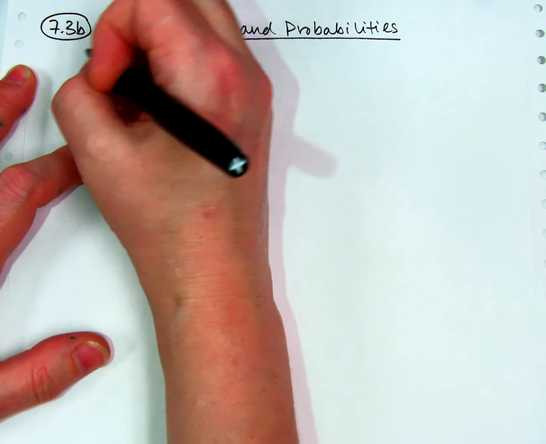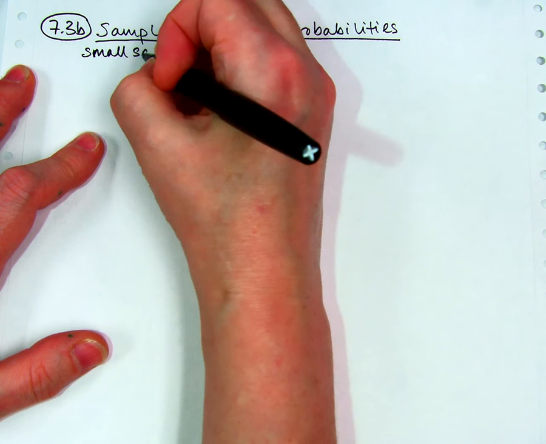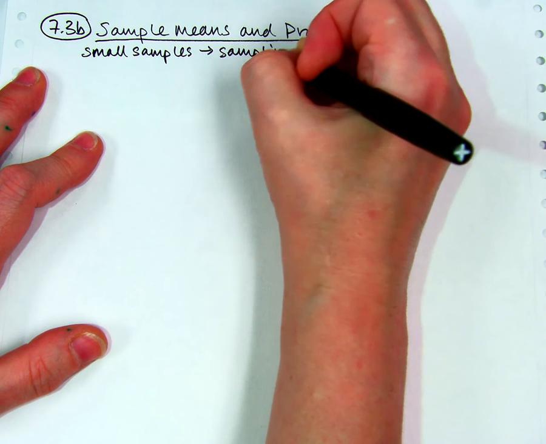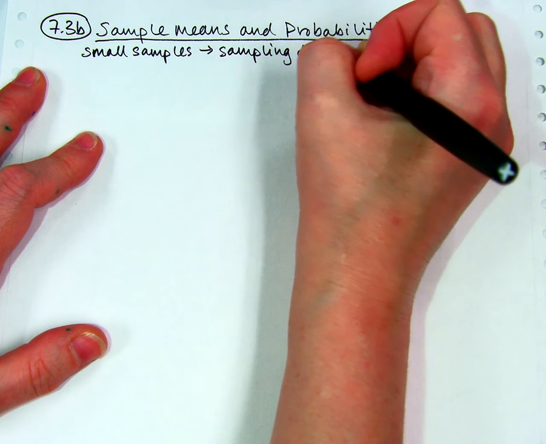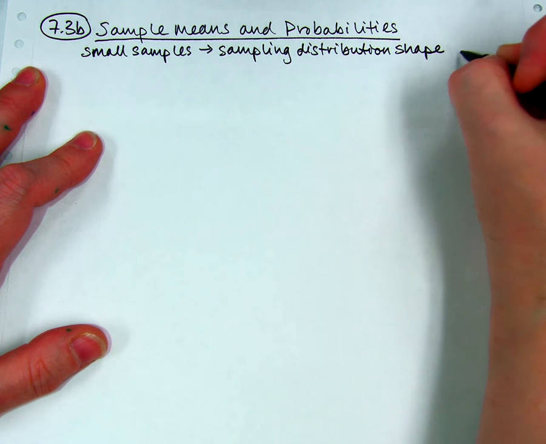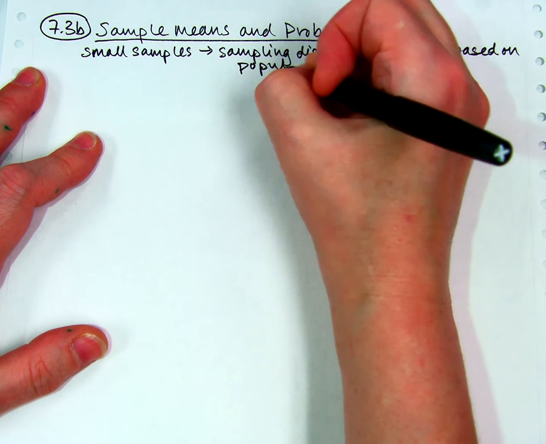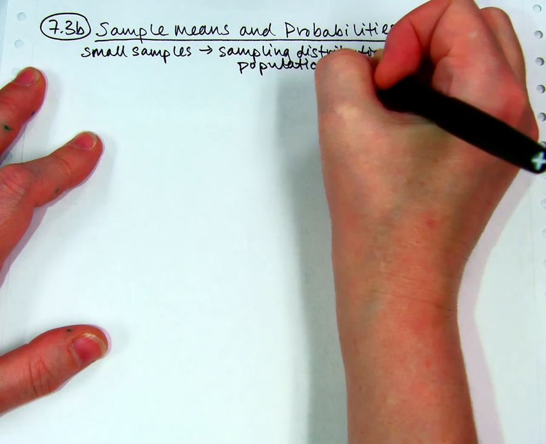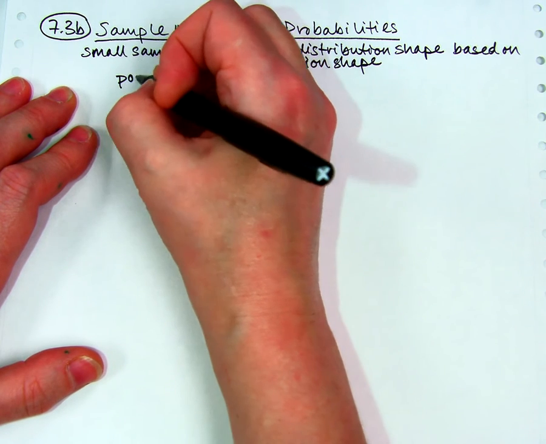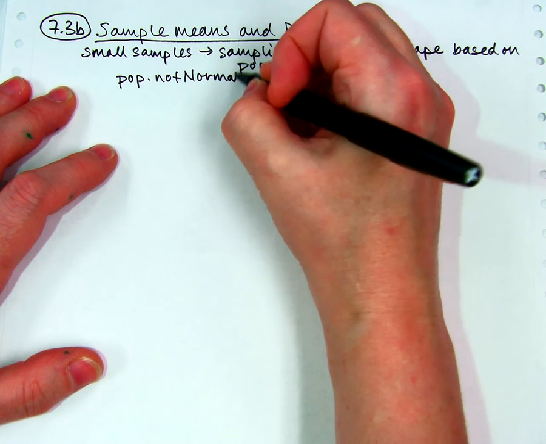So here we go. We talked in 7.3a about small samples. We'll talk about the bad situation first. The sampling distribution shape is based on the population shape, which means if your population is normal, everything's good, right? If your population is not normal and you have a small sample, then we basically can't do probability calculations.